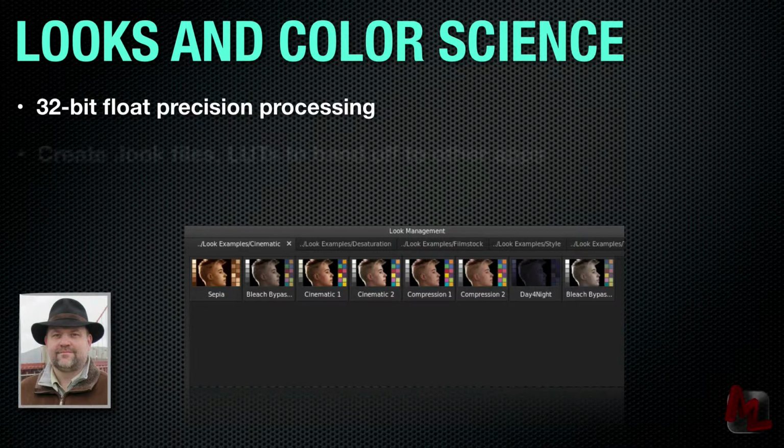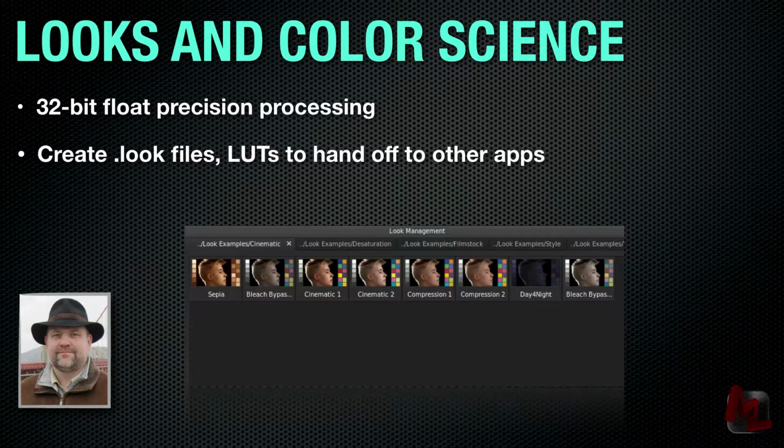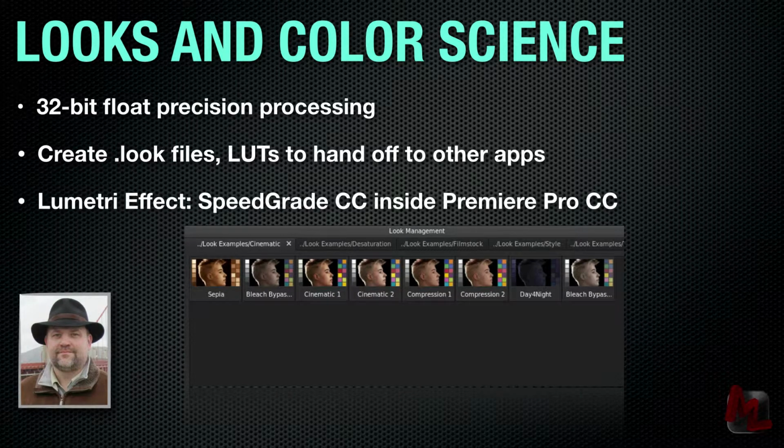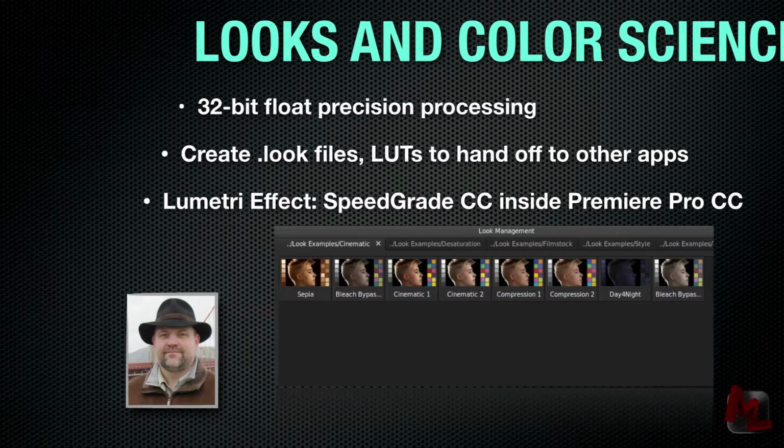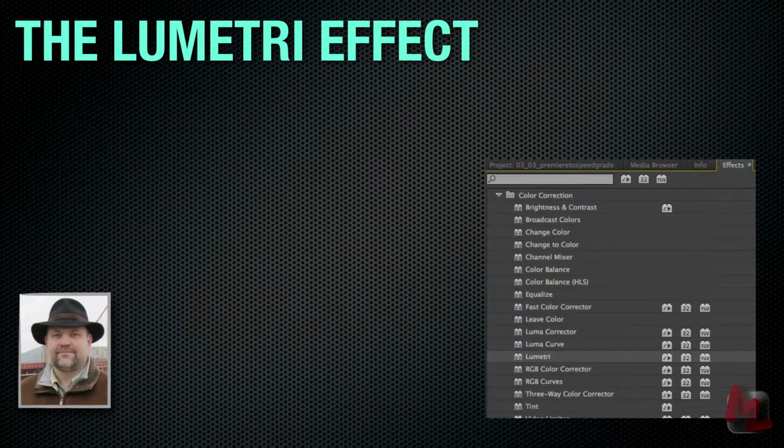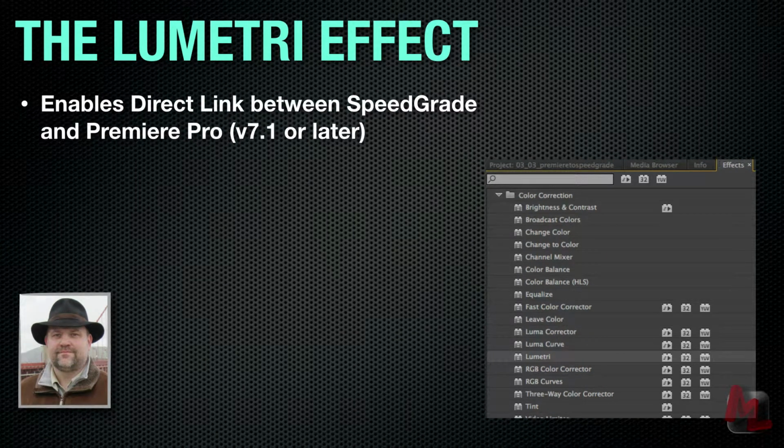Now, SpeedGrade itself creates .look files, but what Adobe has done is allowed other Creative Cloud apps to read those .look files so you can hand them off. And brand new to SpeedGrade is the LUMETRI effect. The LUMETRI effect is SpeedGrade inside Premiere Pro CC. It allows Premiere to read SpeedGrade's .look files and render them using SpeedGrade's render engine from within Premiere. As we'll see in later chapters, LUMETRI is also instrumental in the direct link workflow.